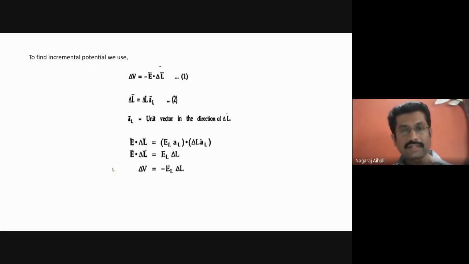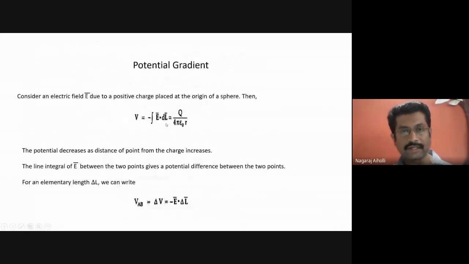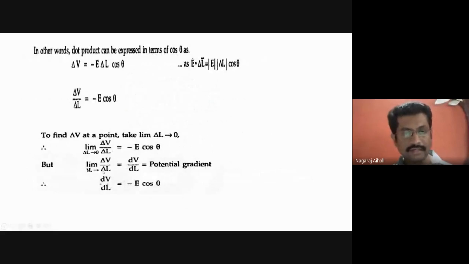Good. So in the previous topic, potential gradient, we obtained the equation: dV by dl is equal to the limit of delta V by delta L as delta L tends to 0. That is our potential gradient. Hence I can write dV by dl is equal to minus E cos theta, because this LHS is dV by dl. Therefore, dV by dl is equal to minus E cos theta.